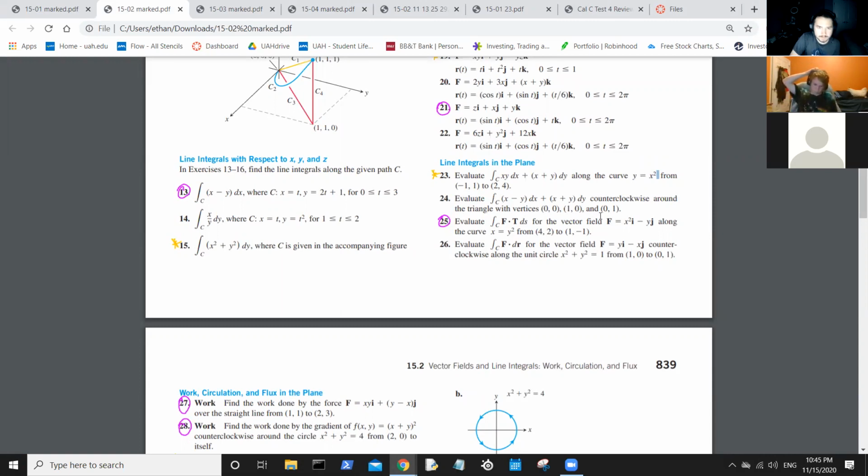So f is just simply gonna be equal to t to the fourth i minus tj. dr is going to be equal to 2ti plus. So the capital T is the tangent vector, by the way.